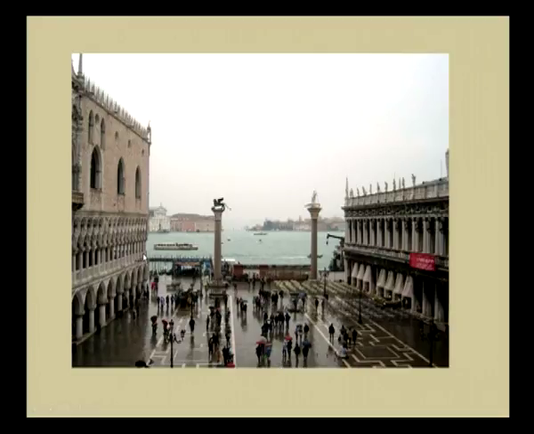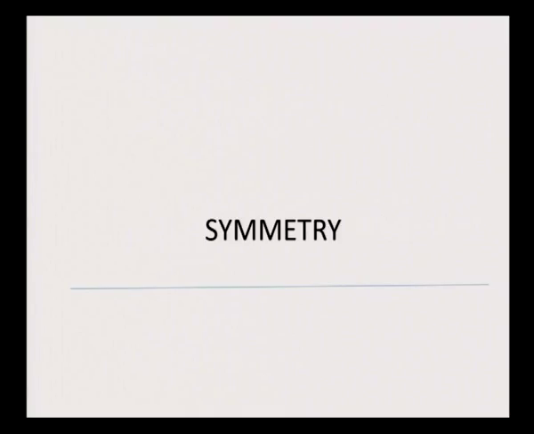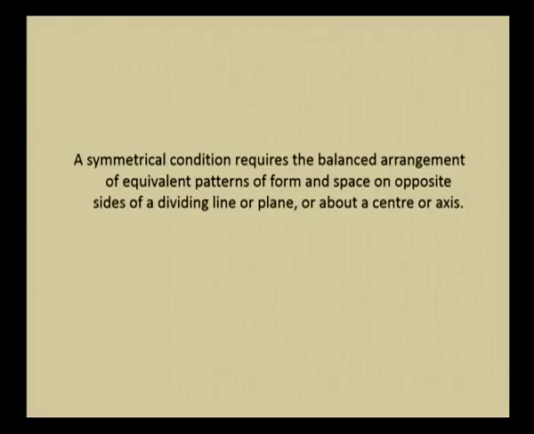Without this structure on either side and without these two pillars, the axis won't be defined at all. Now we will see in detail about the aspect called symmetry. What is a symmetry? A symmetrical condition requires the balanced arrangement of equivalent pattern of form and space on opposite sides of a dividing line or a plane or about a central axis. If you see, actually both the aspects of axis and symmetry are related to each other, they are inseparable.